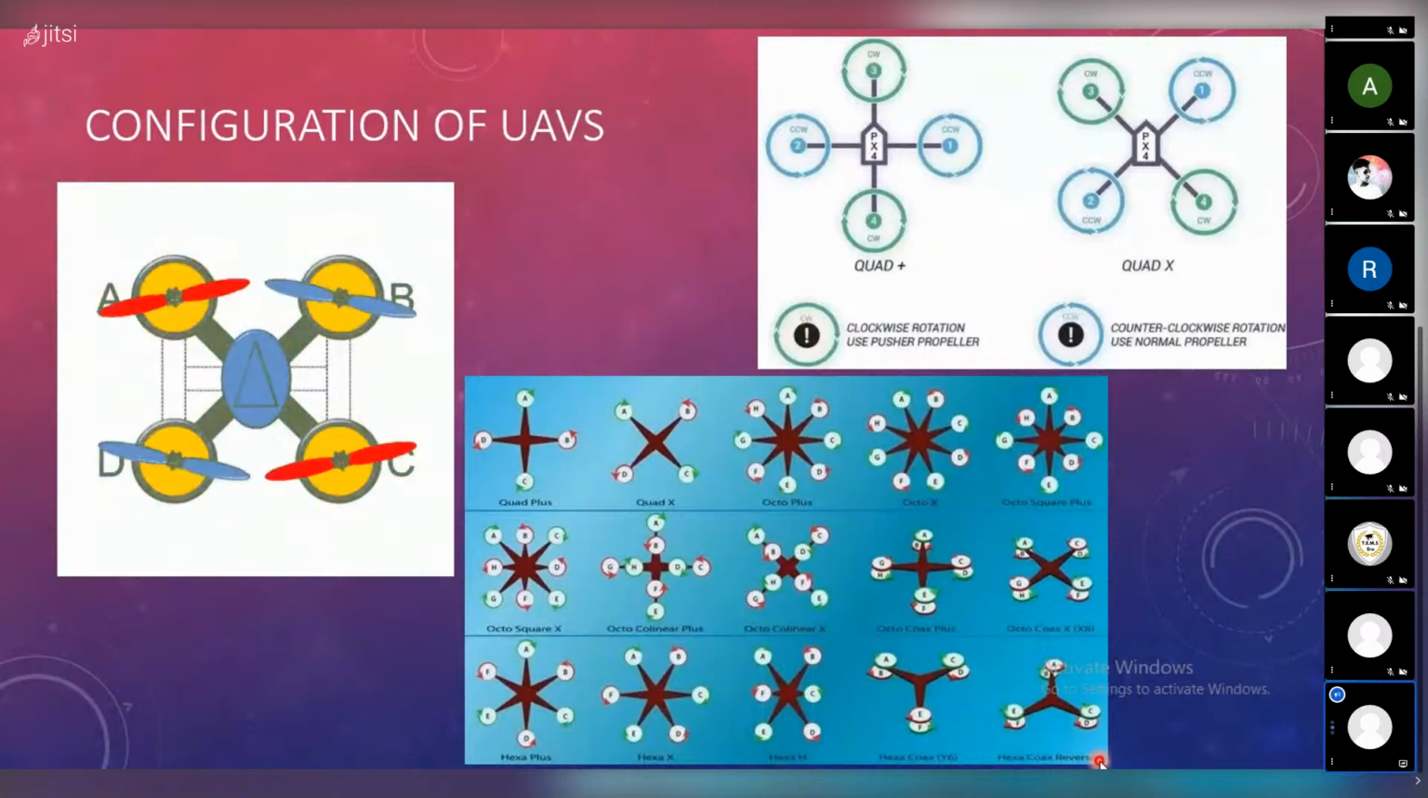So if you ever want to make a drone and you want to explore which configuration to go about, these are some general configurations you can look into. And the most commonly used configuration is the quad X. I believe you all have seen that most of the drones in the market are using the quad X because of its simplicity, and more effective maneuvering compared to quad plus.